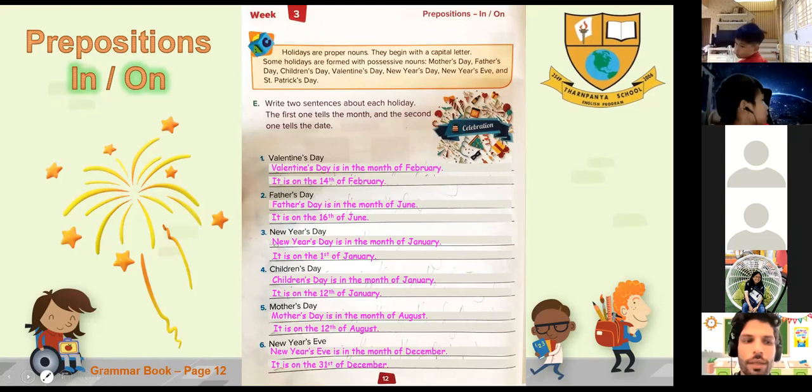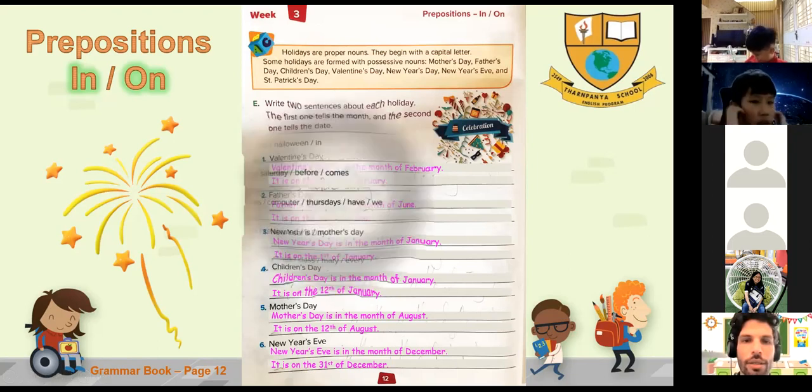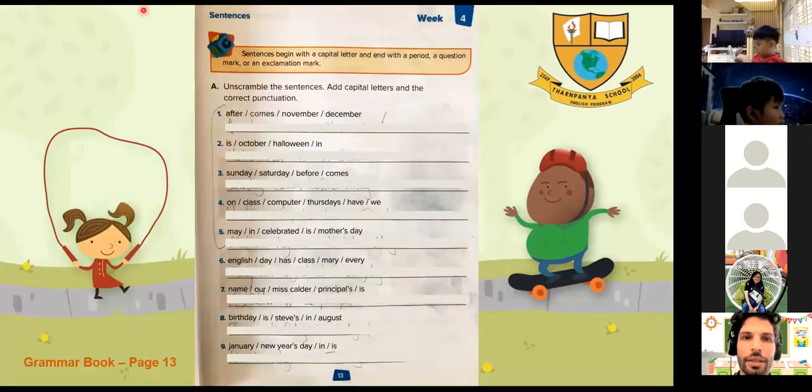Did you finish now? Yeah. Okay, let's go to page 13. Now we are going to write some more sentences. So I hope your hand is not tired. Let's take a look at the grammar box first.